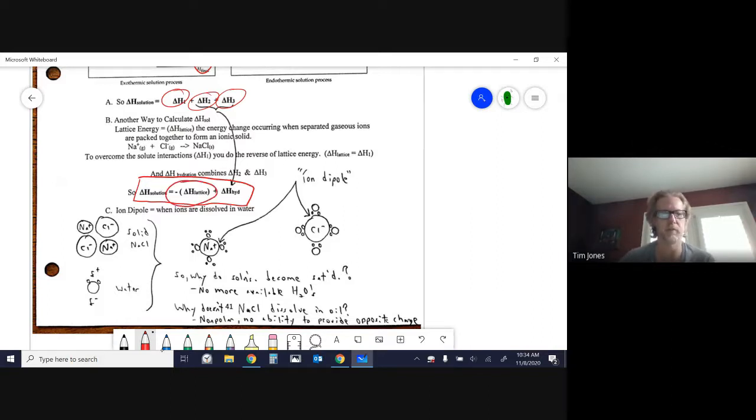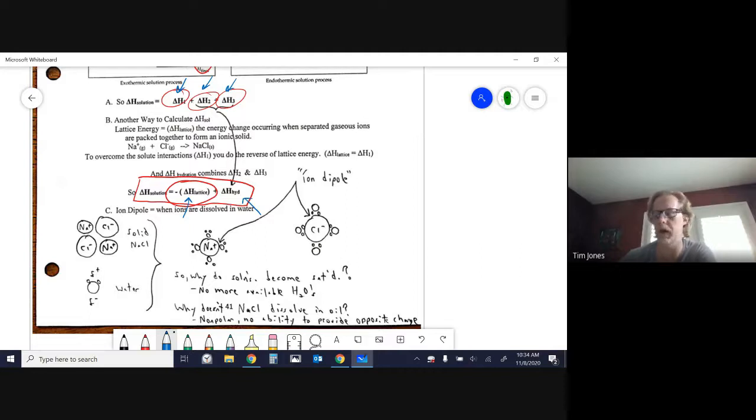And so this is a different way. I don't have an example here, but the calculation is pretty straightforward. If you're given these three, you just add them together. If you're given lattice energy, just flip the sign and then add the delta H of hydration to it. But otherwise, it's pretty straightforward. You'll see it in the homework.